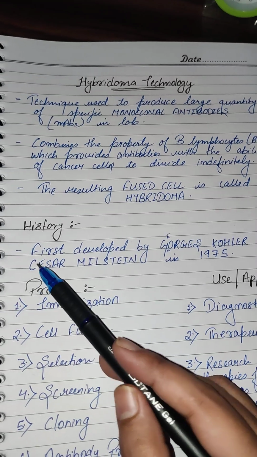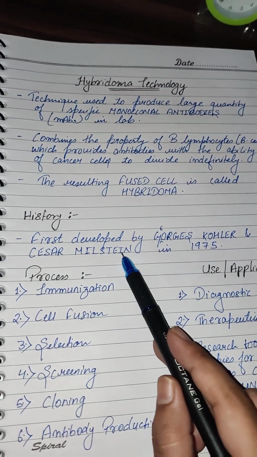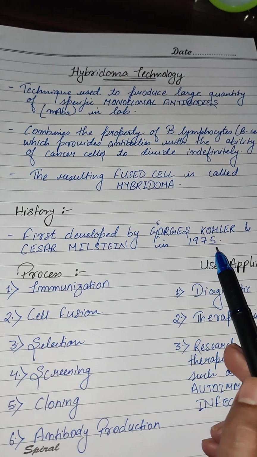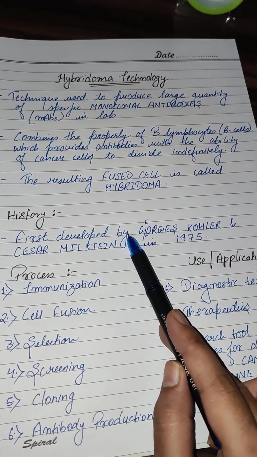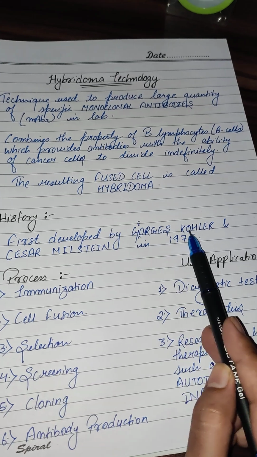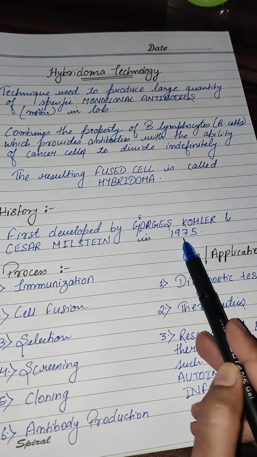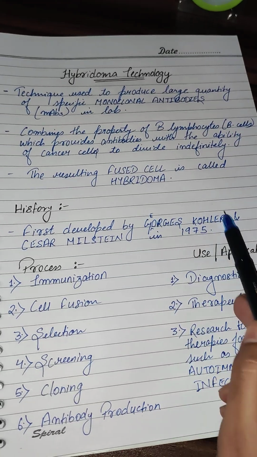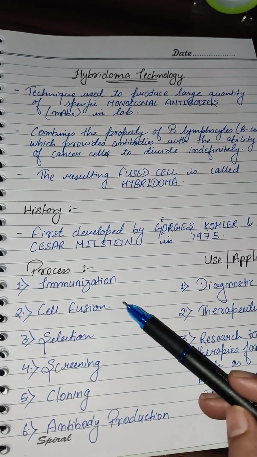So let's see the history of this hybridoma technology. I have mentioned only the name and the year. You can read it more. Like first time it was developed by Georges Köhler and César Milstein in the year 1975. So these two were the developers of this hybridoma technology.